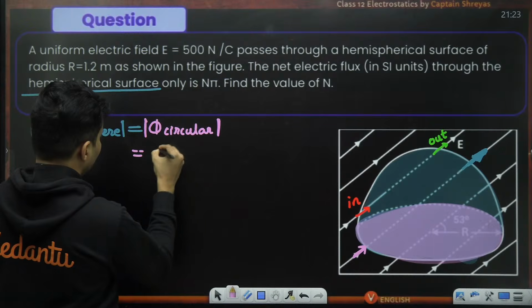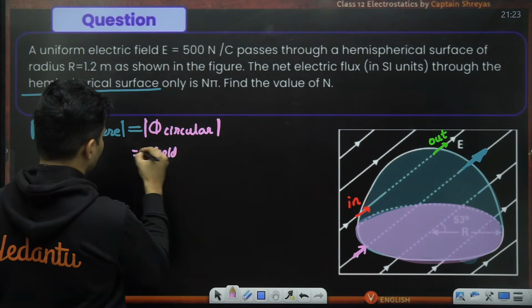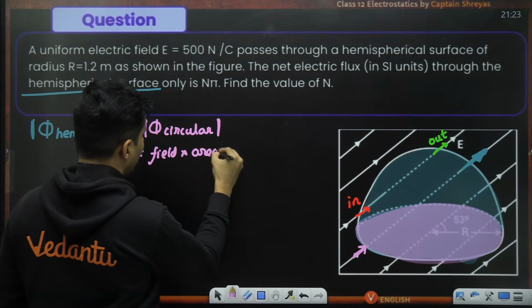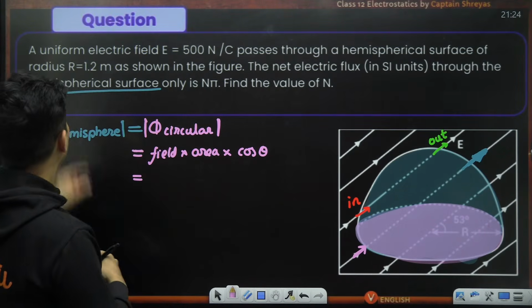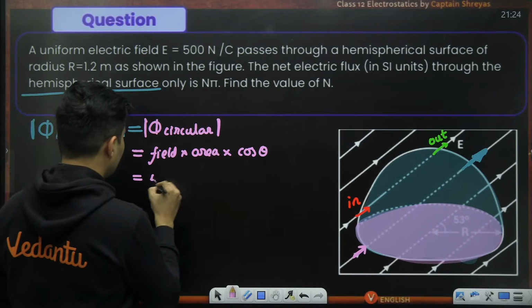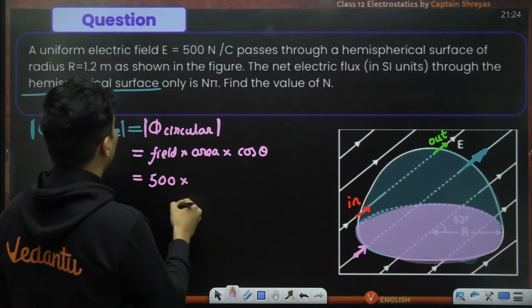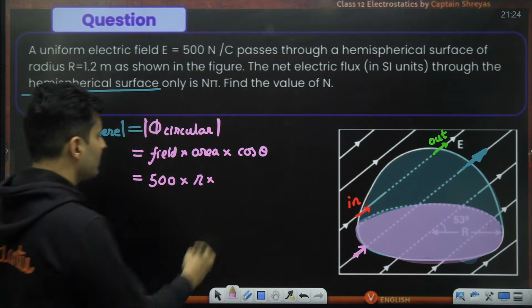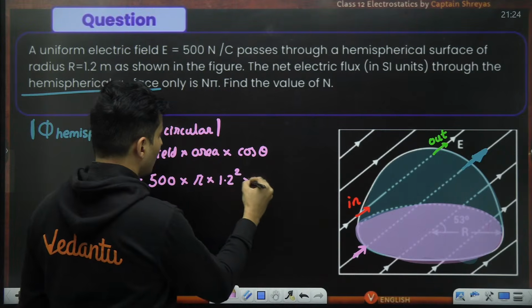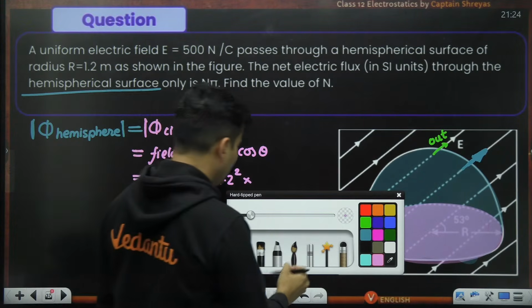It is nothing but the field multiplied by the area multiplied by the cos of theta. What is the field? I think the electric field is already mentioned, which is 500, multiplied by the area, which is pi multiplied by radius squared. The radius is 1.2, cos theta. Now you need to be a little bit careful.